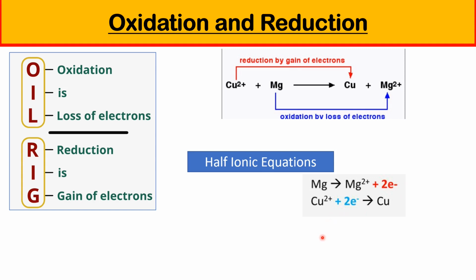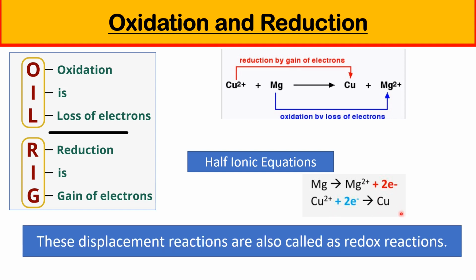And on the other side, copper 2 positive is changing into copper. And how can it be converted into copper? By gaining the 2 electrons, because this is the cation form. Cation form means it is less in electrons. So to convert into element form, it has to gain the 2 electrons to change into copper.